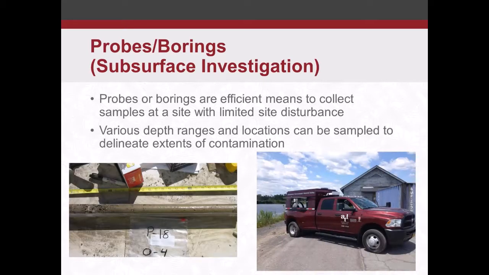Probes and borings: you see there on the bottom right, that's a truck-mounted geoprobe. That's one that we use here at ATL. This is a very efficient means of getting environmental samples because it's a direct push soil sampling system. There's no augering, and no digging down casing or anything like that. You can just push the soil samplers down through and retrieve them. You've got your sample there, as you see on the left-hand side. That's what we look at when we get a sample.